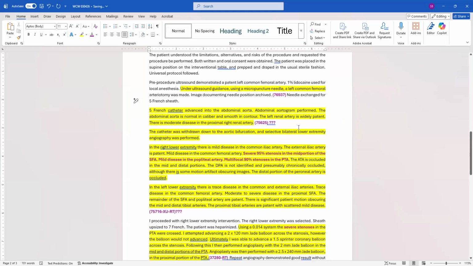Then from there, we see that the catheter goes into the abdominal aorta and an abdominal aortogram is performed. And then from there, we see that the catheter was withdrawn down to the aortic bifurcation. So remember, I don't know whether or not this should be coded as diagnostic imaging, but in the event, let's assume that we had the required documentation and we were going to report it. When we look at the findings, we see that there's mention of the abdominal aorta, and then there's mention of the left renal and the right renal.